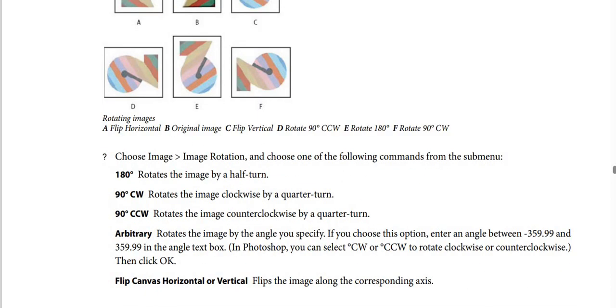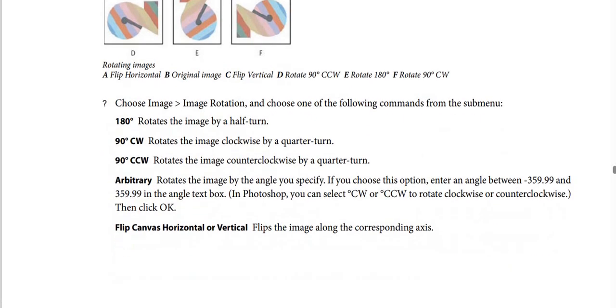And also you can choose image, then choose image rotation, and choose one of the following commands from the submenu. 180 degrees rotates the image by a half turn, and 90 CW rotates the image clockwise by a quarter turn, and 90 CCW rotates the image counterclockwise by a quarter turn. And arbitrary means rotates the image by the angle you specify.